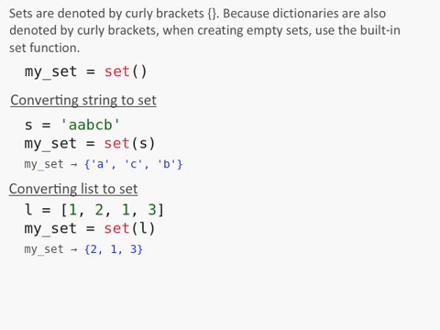Okay, sets are denoted by curly brackets, but because dictionaries are also denoted by curly brackets, when you're creating an empty set, you need to use the built-in set function. So with lists, you just used to put in empty square brackets to create an empty list, but if you try to put in empty curly brackets here, it won't treat it as a set, it'll treat it as a dictionary.